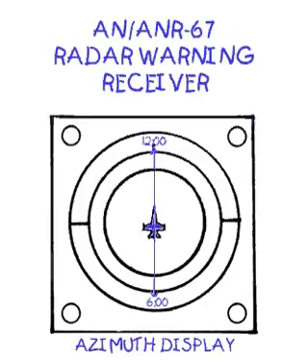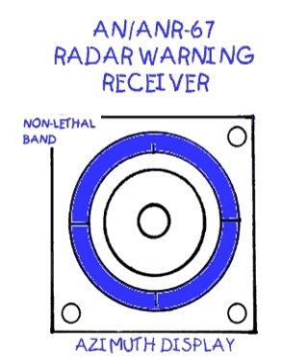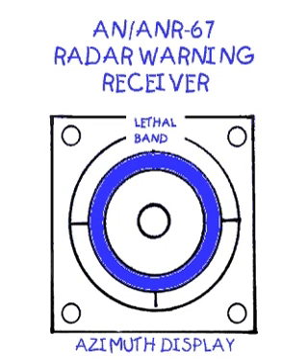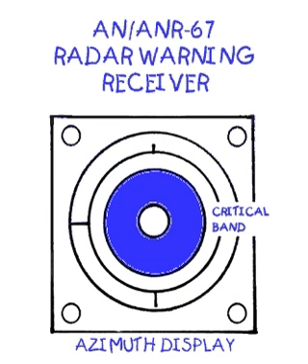Moving out from the center, your location, the bands represent a contact's relative strength. Strength in this case means an increased threat. Distant signals received by the Radar Warning Receiver are displayed in the outer or non-lethal band and do not represent an immediate threat to you. Closer to you is the middle band or the lethal band. Contacts in the inner band or critical band represent an immediate threat and demand quick responsive action.